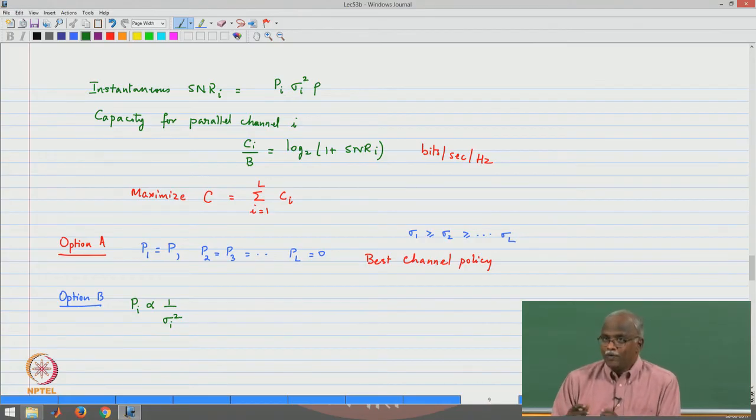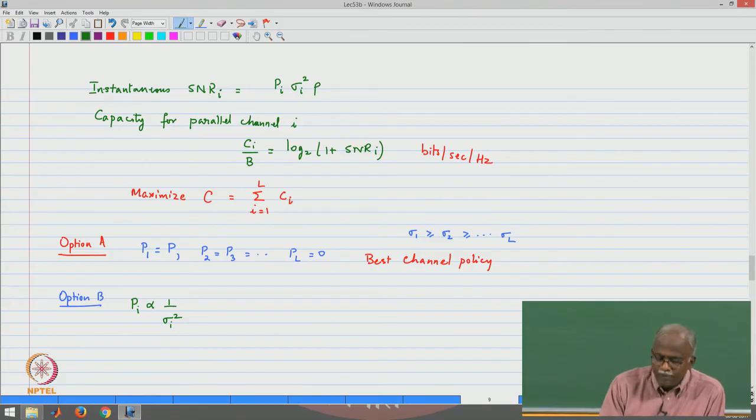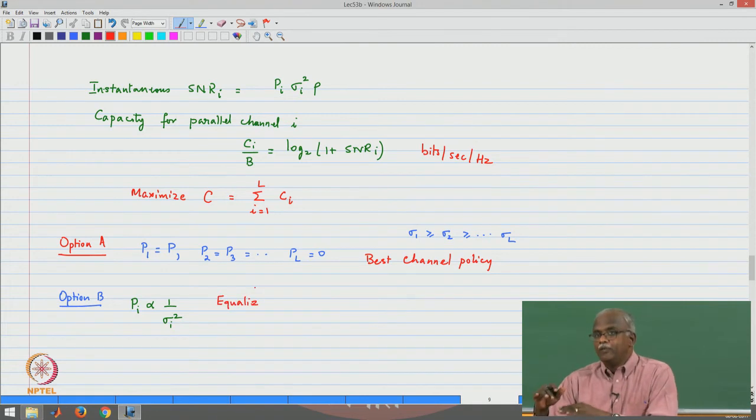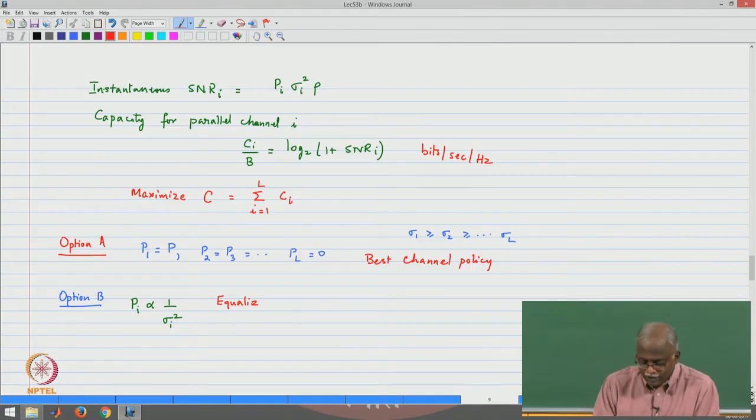So, in other words, for those channels that are not so good, where sigma is small, we are going to allocate more power, and so this would be referred to as an equalization policy. You are trying to make each of the channels behave the same way. The channel has inherently a gain sigma i squared. You are trying to compensate for it by adding less or more power, so that the gain of the channel is cancelled by the allocation of the power. So, this is an equalization strategy or equalization policy.